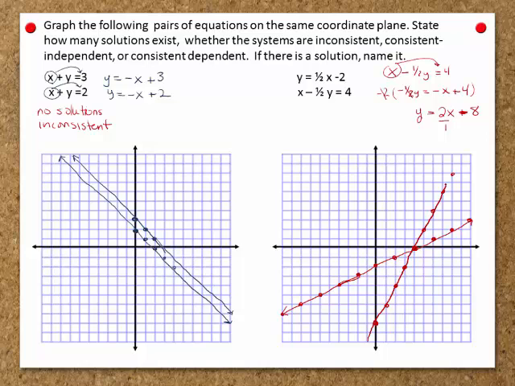And you can see the point that the two lines have in common is right here. So we are consistent, independent, because we have two separate lines. We have one solution, and that solution is the point 4, 0, this point right here.